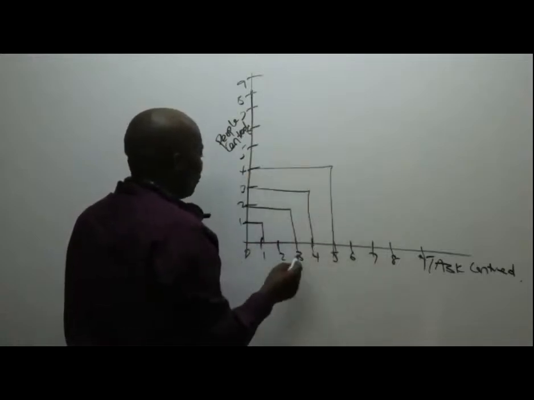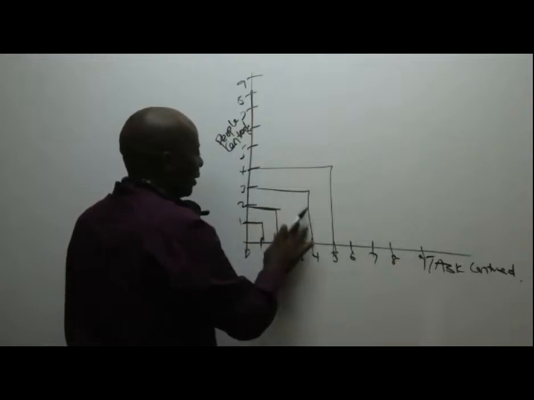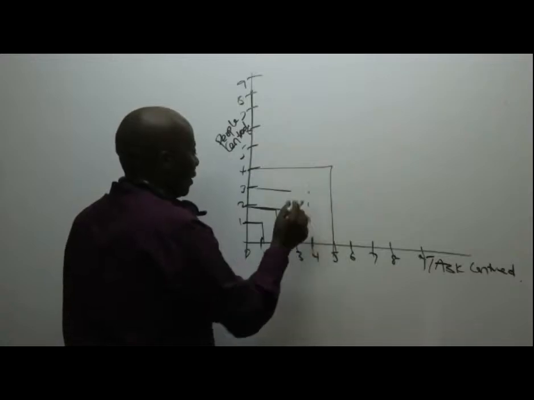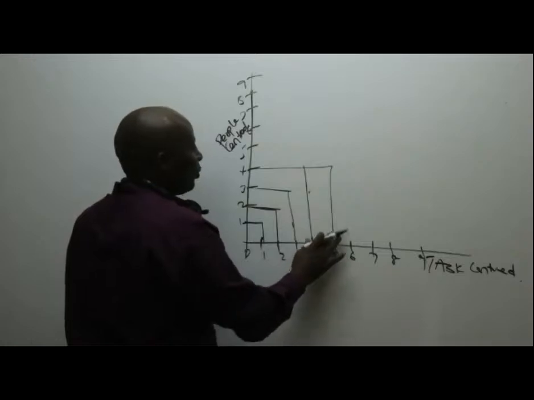No, 4 should be with 4. This one here should have gone there. And then we have 3 and 3. Should have gone like that. And then we have 4 with 4. Should have gone like that.